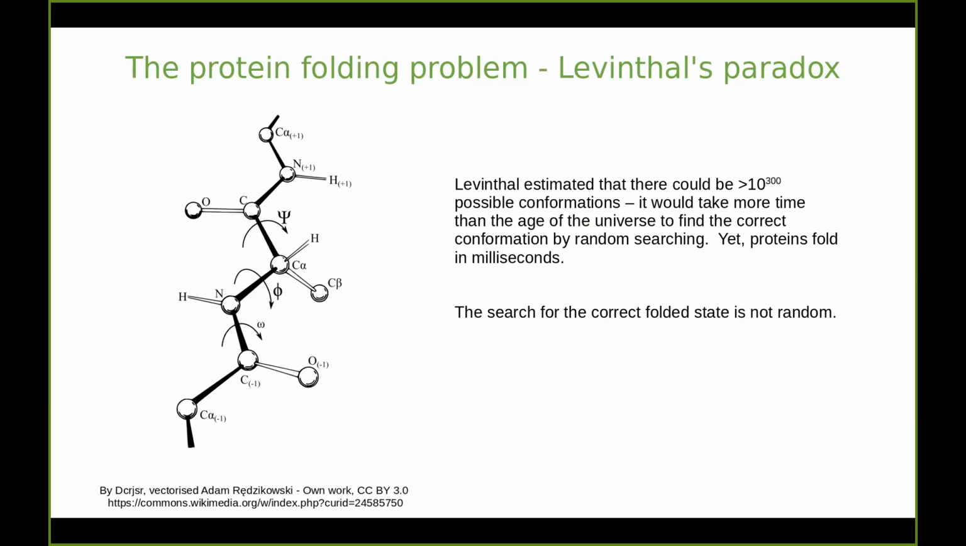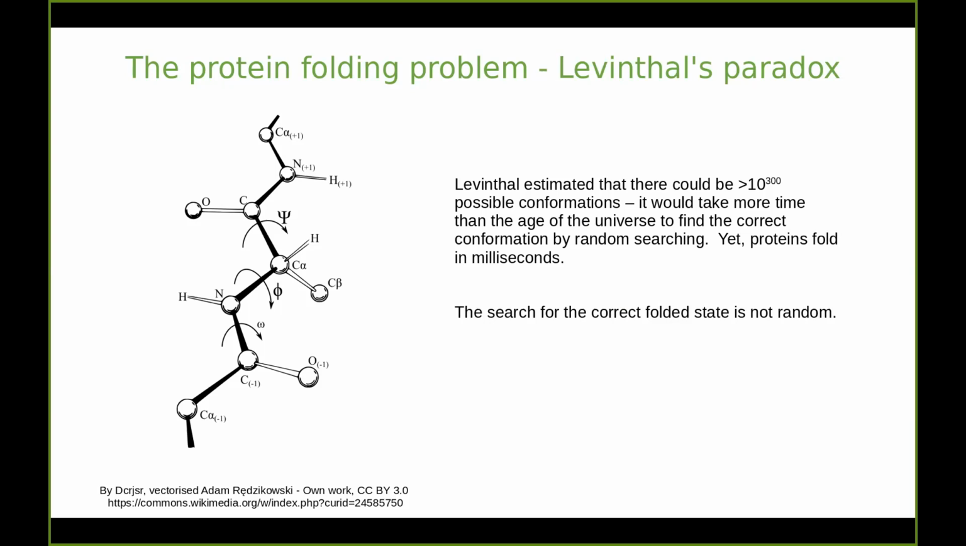It's actually quite hard to do it from just a sequence alone. The problem is really the number of possibilities in which the side chains and all the atoms may be positioned. There are a lot of degrees of freedom. That has been described as Levinthal's paradox. Levinthal estimated that there could be over 10 to the power 300 possible conformations for a typical protein sequence to fold into a three-dimensional structure. It would take more than the age of the universe to find the correct conformation if it was done purely by random search.